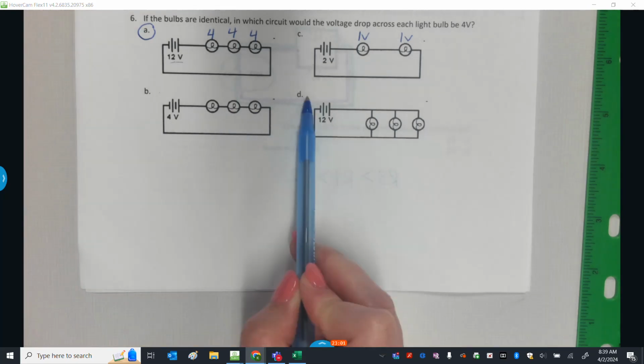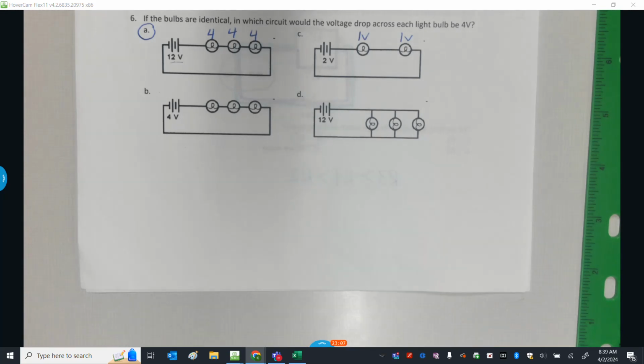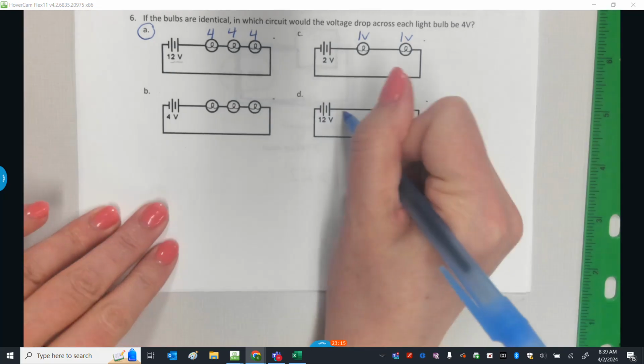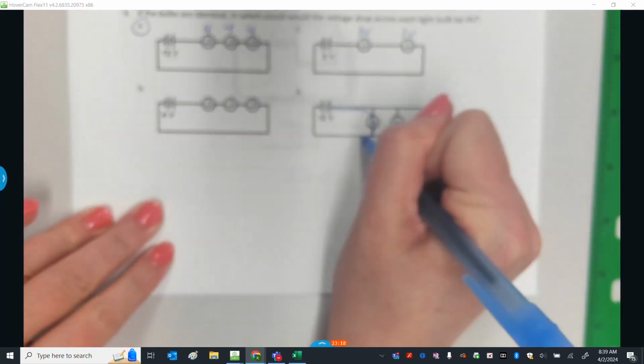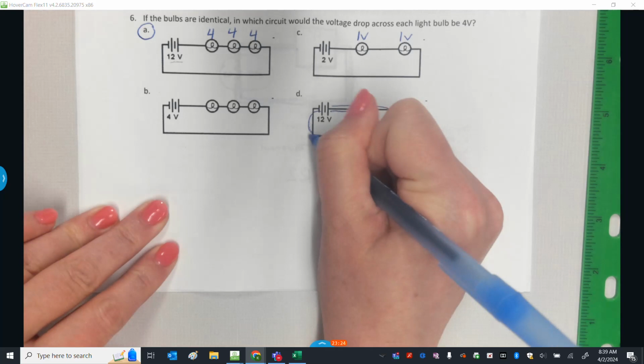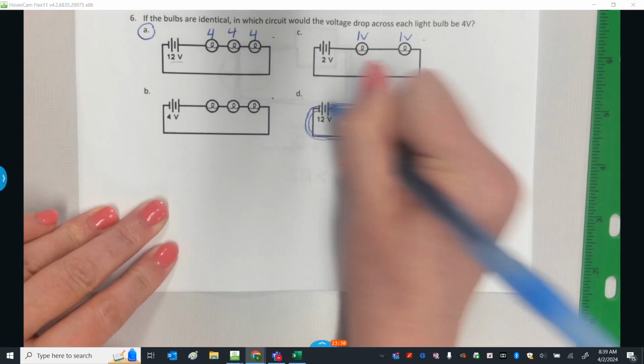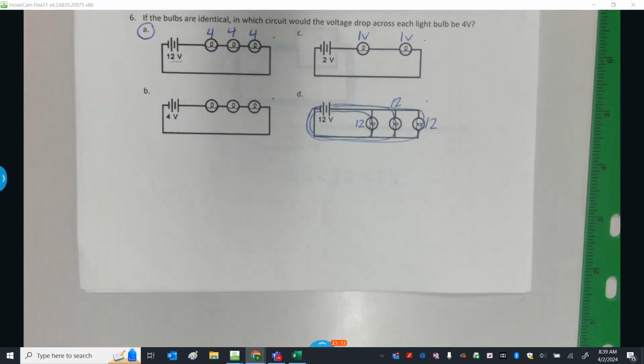But D. Some of you might have gotten thrown off by D because D also has 3 light bulbs connected to a 12-volt battery. However, these bulbs are connected in parallel. And again, the law says the voltage drops along a loop add up to the battery. Well, this loop has only 1 bulb, so its voltage drop is 12. This loop has only 1 bulb, so its voltage drop is 12. Again, in a parallel circuit, your voltage drops are all equal to the battery and equal to each other, because each of them is on its own loop. So you don't treat it the same way here.